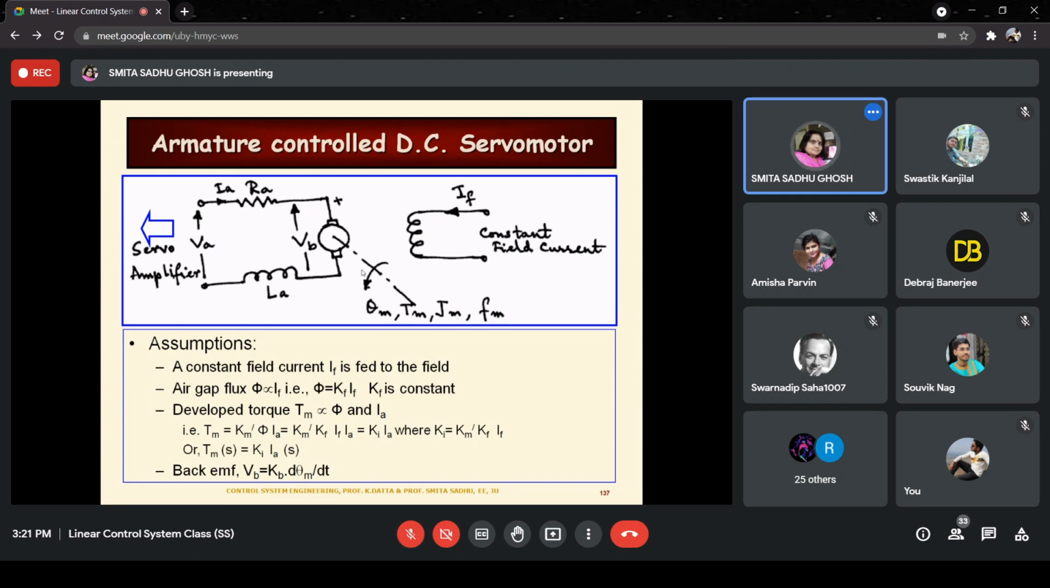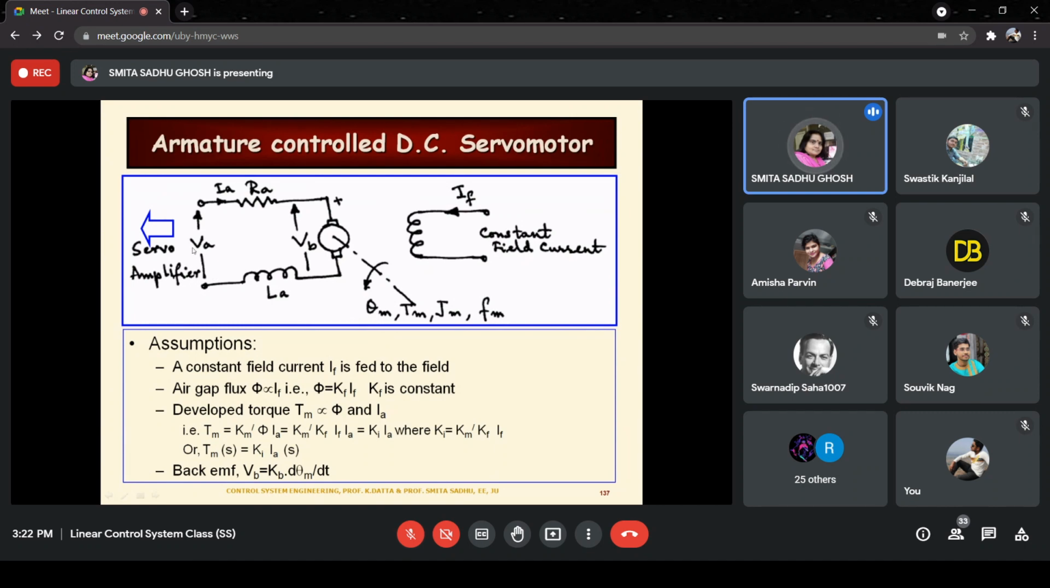So again, as it is a DC servo motor, the angular position is going to be considered as the output quantity, that is theta m or its derivatives, of course. So theta m is the output of interest for this armature control DC servo motor. On the other hand, what is the input which is being applied over here? The input signal in this case is V suffix A, that is the armature voltage.